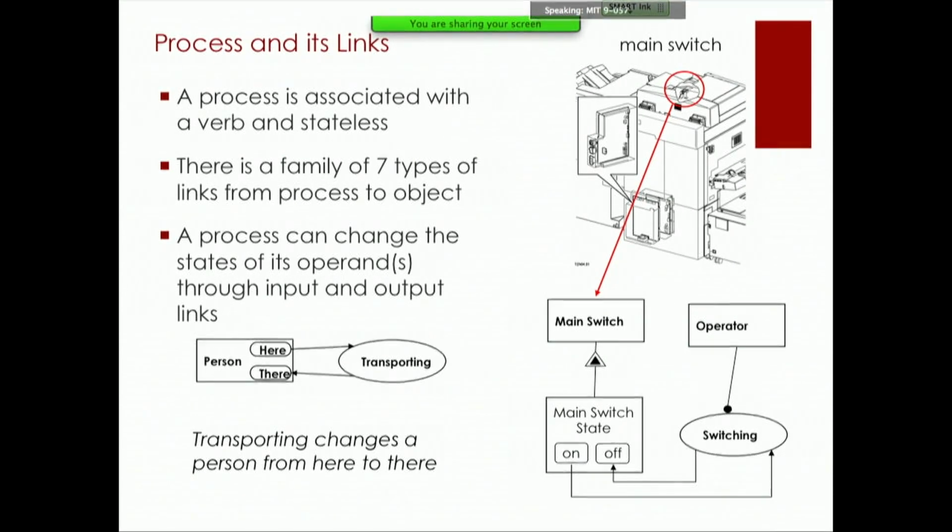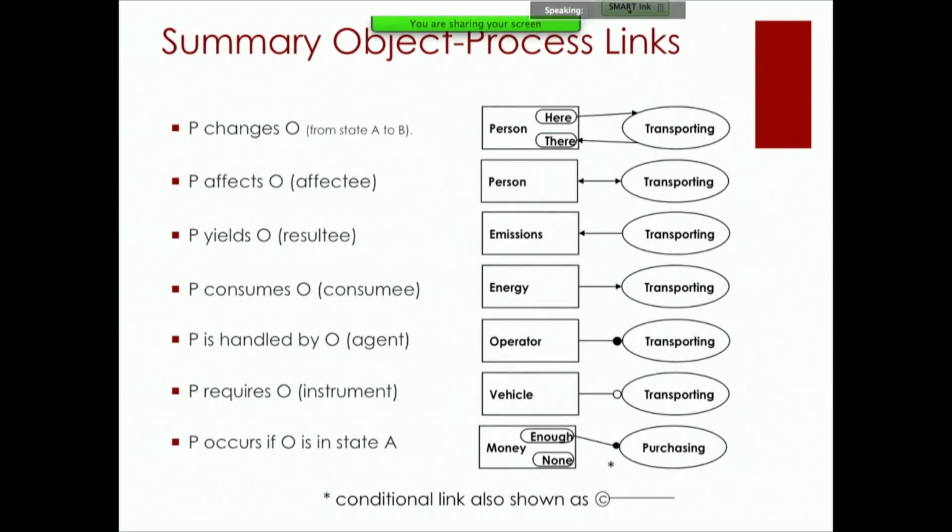So transporting, this is another example. Transporting changes the state of a person from being here, location A, to being there, location B, okay? So there are 7, coincidence, 7? 7 object process links in OPM. So the process changes the object, say from state A to B. That's the example we just looked at.